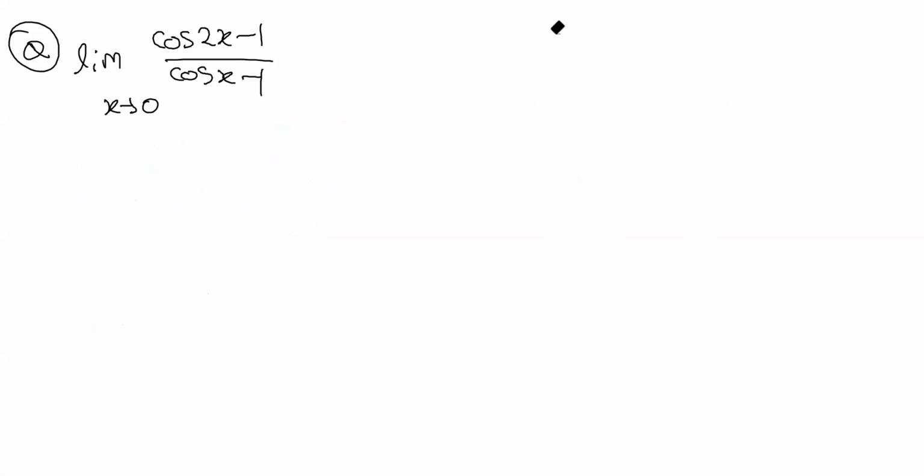So here you have to remember that trigonometric identity: cos 2x equals 1 minus 2 sine square x. You have to remember this.